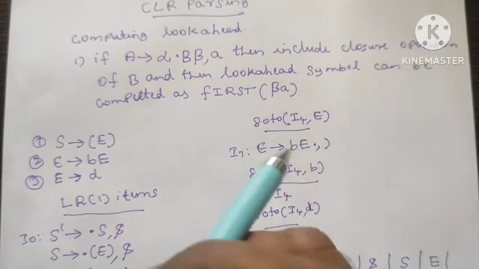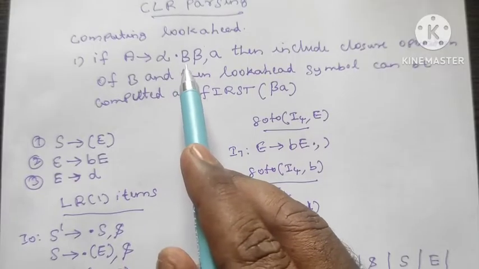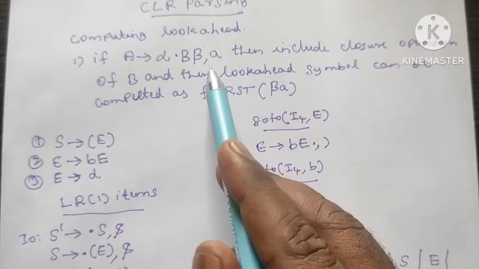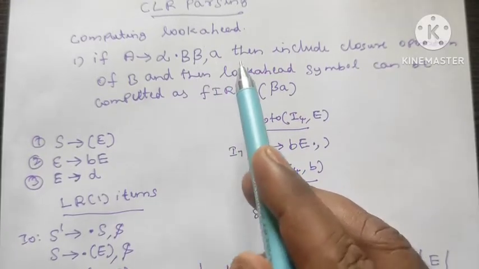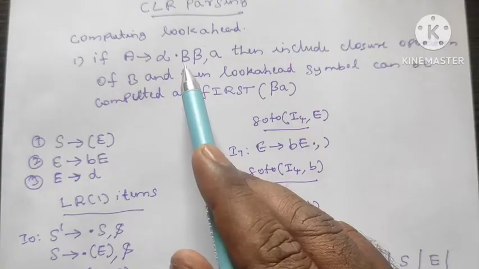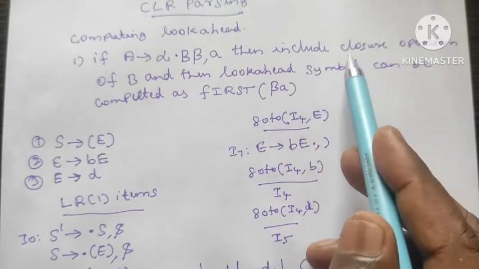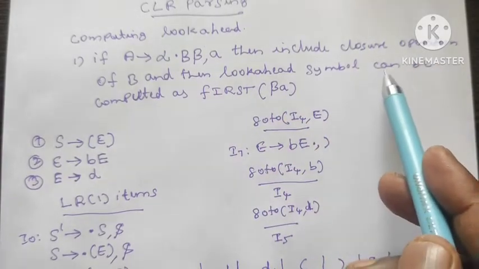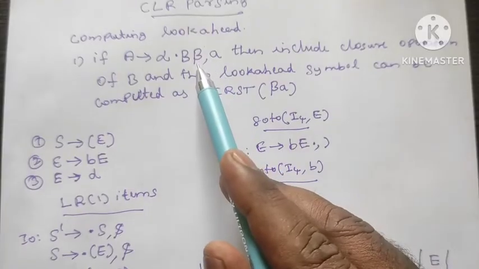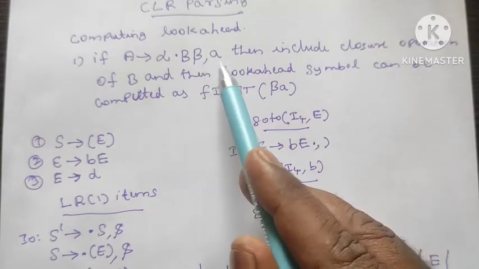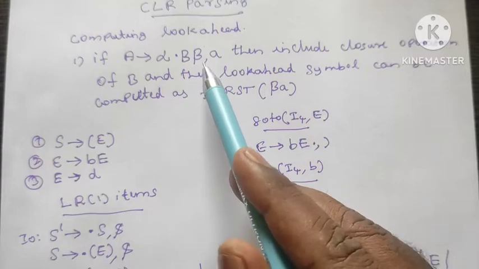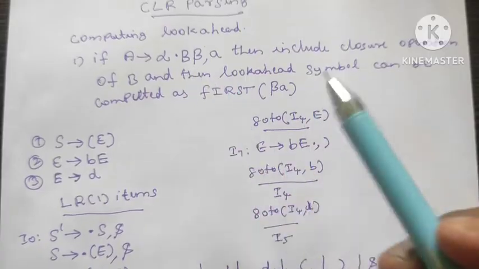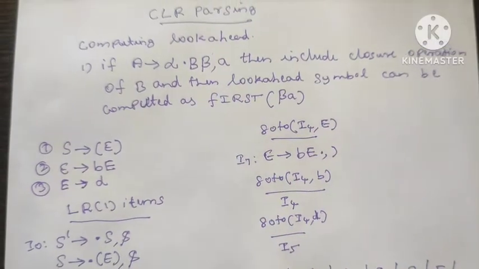Say, for example, I have a production A tends to alpha dot B beta comma a. A symbol which is after this comma is called a lookahead symbol. If the dot is before a non-terminal B, then you have to find the closure operation for B, and then you find the lookahead symbol. The way of computing the lookahead symbol is that you take beta and a and find first of beta a. Whatever symbol you get there is considered the lookahead symbol for the corresponding closure operation of B.